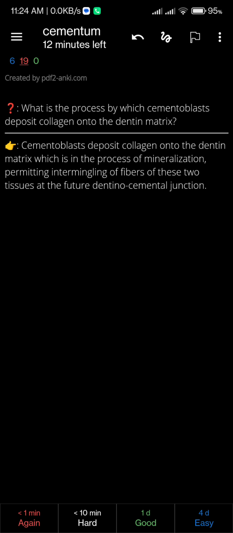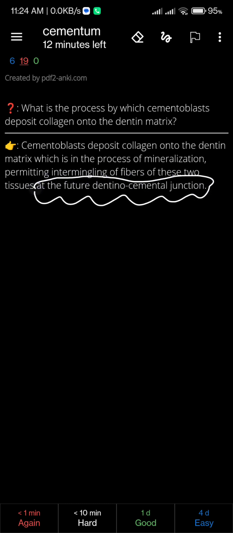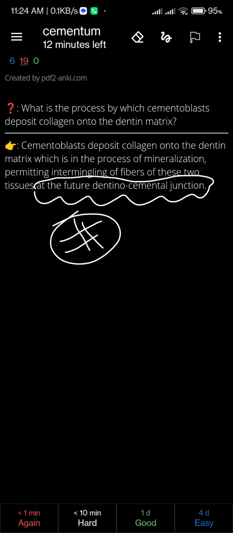What is the process where cementoblasts deposit collagen onto the dentin matrix? Cementoblasts secrete collagen onto the dentin matrix, and that permits the intermixing of fibers of the two tissues at the future dentino-cemental junction.